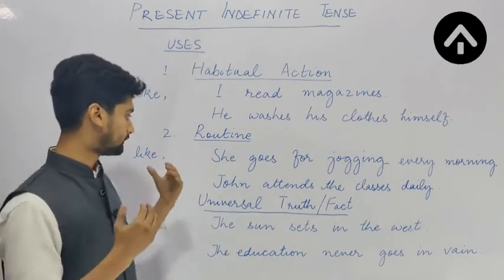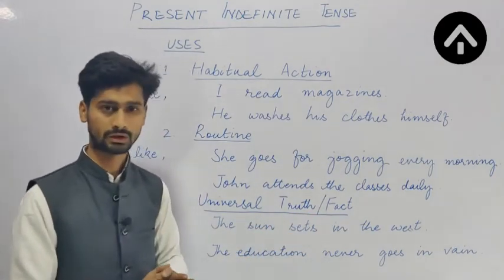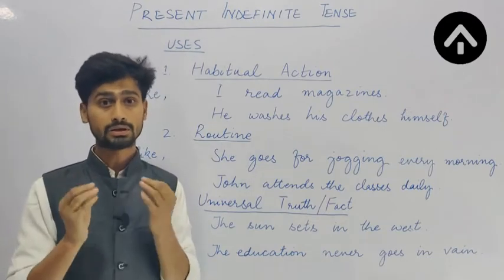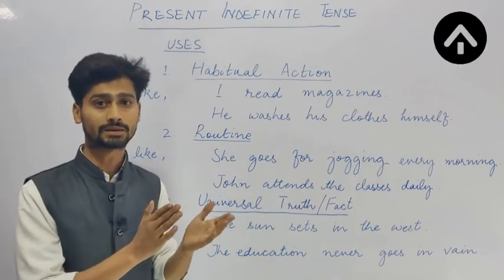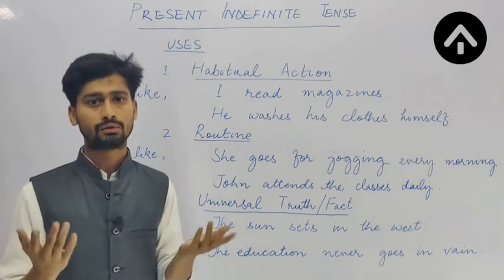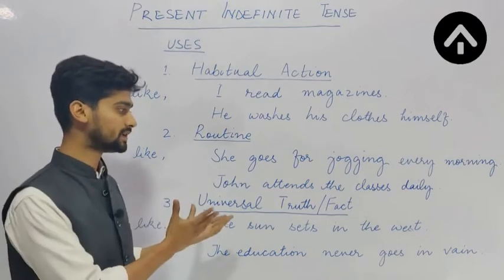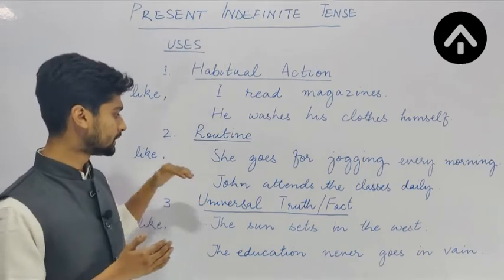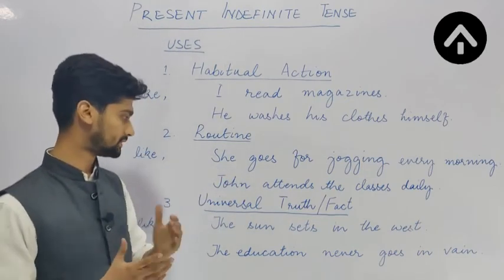The first example which I have added here is: the sun sets in the west. If you go to America, an American will easily accept this statement that the sun sets in the west. For an Indian, the statement is all correct. For any person across the globe, this statement is perfectly correct. So this is a universal truth. This is something which is universally accepted.